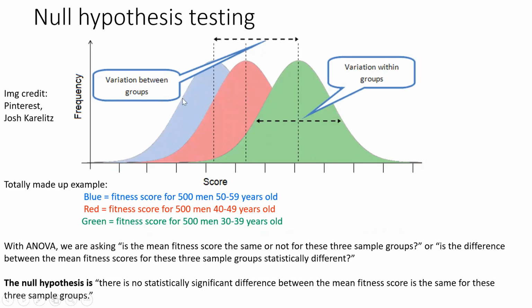It could be true that the 50 to 59-year-olds are going to have a lower fitness score than the 40 to 49-year-olds, and then the 40 to 49-year-olds are going to have a lower average fitness score compared to the 30 to 39-year-olds. And then there's going to be variation within each population. For the 30 to 39-year-olds, it looks like maybe there's more variation. And for the 40 to 49-year-olds, there's less variation and even less for the 50 to 59-year-olds, whatever. In this case, this is made up.